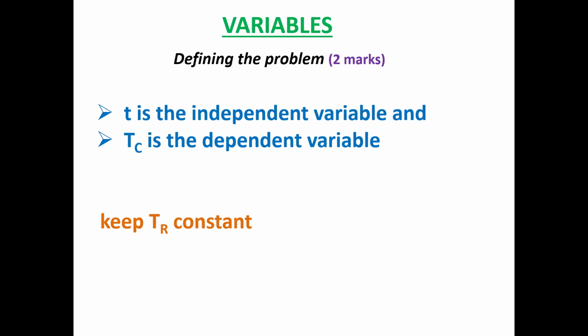So now, keep TR constant. What is TR? Temperature of the room. How can I keep the room temperature constant? AC, air conditioner. And do not do the experiment for long, so the room temperature doesn't change. Okay, now copy this.